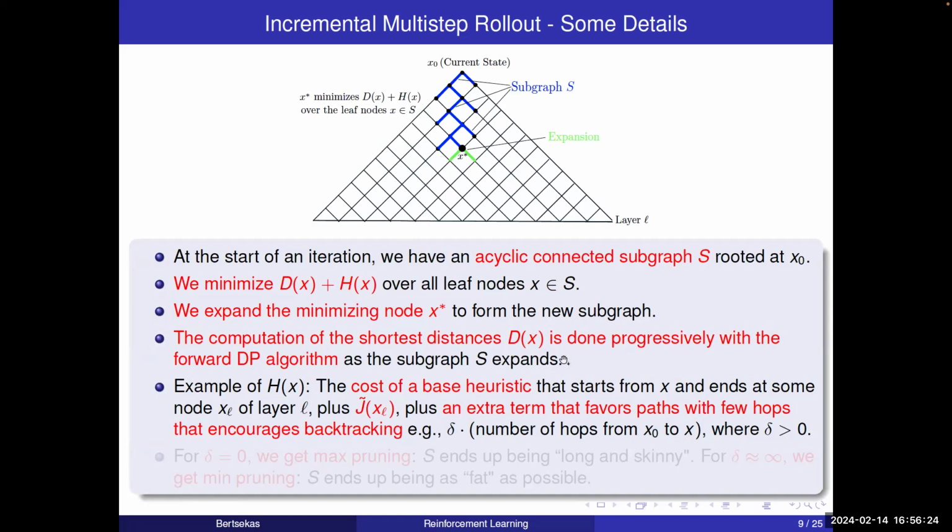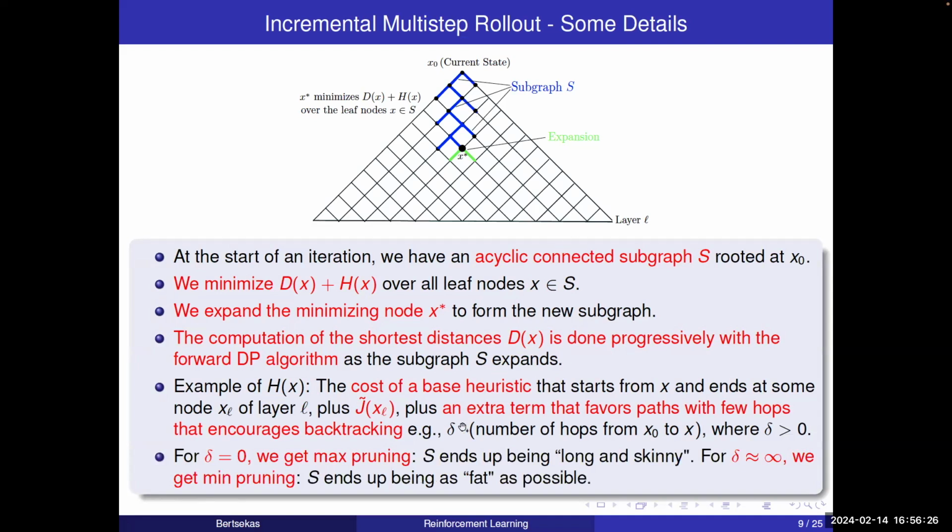In the case where delta is 0, you get maximum pruning. So this term is not relevant. And you get a tree that is sort of skinny and goes down quickly to layer L. On the other hand, if delta is infinity or close to infinity, you get something more akin to a breadth-first search of this search tree, because any node that has not been expanded at a higher level is going to be cheaper than nodes that are at a deeper level. So you explore the tree in this sort of pattern. And you get the multi-step look-ahead tree that's as fat as possible.